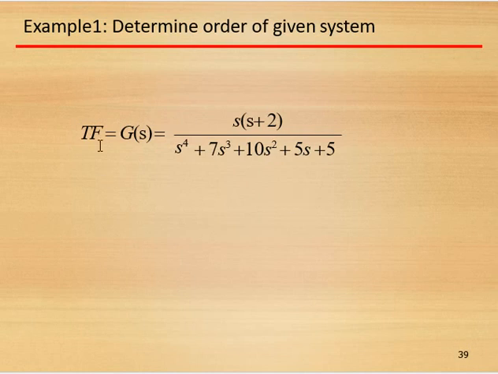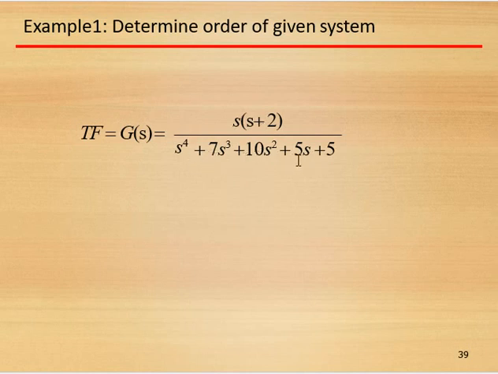So this is a transfer function of one system, that is TF = G(s) = s(s + 2) divided by s^4 + 7s^3 + 10s^2 + 5s + 5. If you see this equation, this is the transfer function of a system, and this is the numerator and this is the denominator.